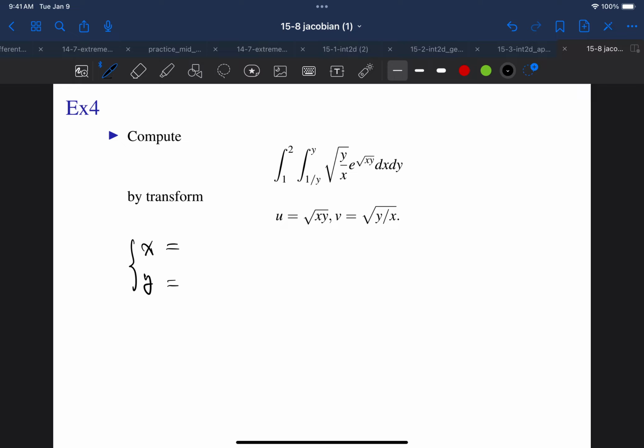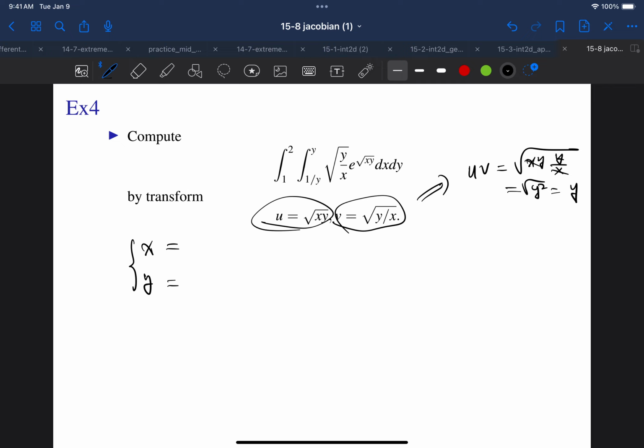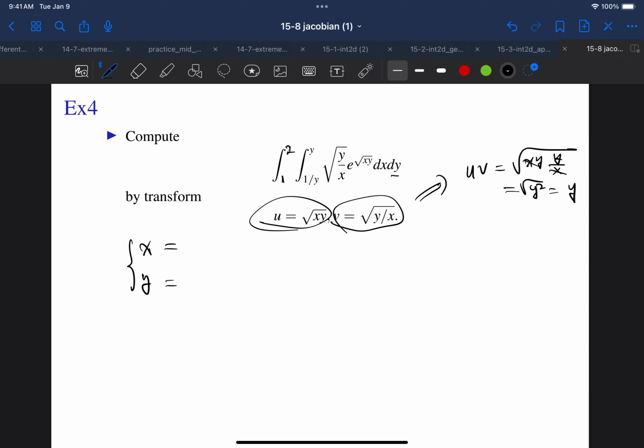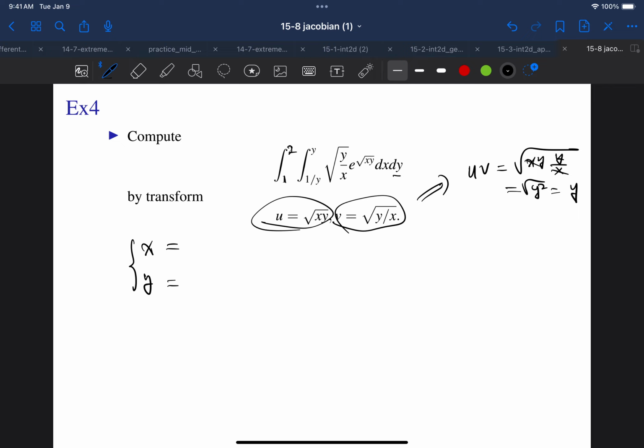If we multiply these two, the left hand side is uv, and the right hand side is the square root of xy times y over x. And x cancels, so this is the square root of y squared, and this is simply y, not plus or minus y, because y cannot be negative. From here we see that y ranges from 1 to 2. The smallest number y can take is 1. So the square root of y squared is simply y. So y equals u times v.